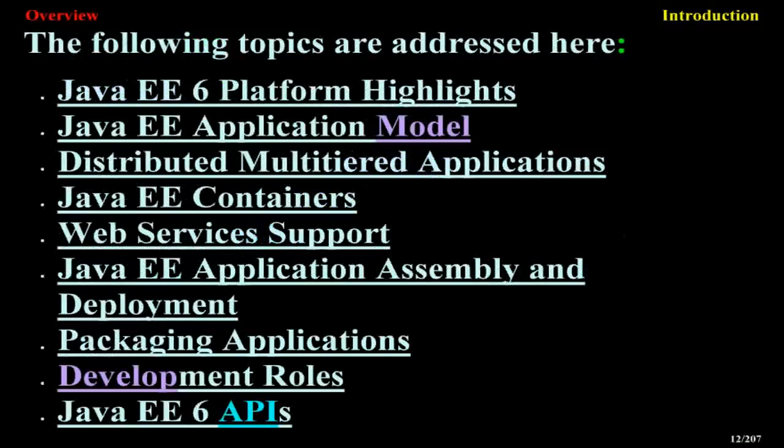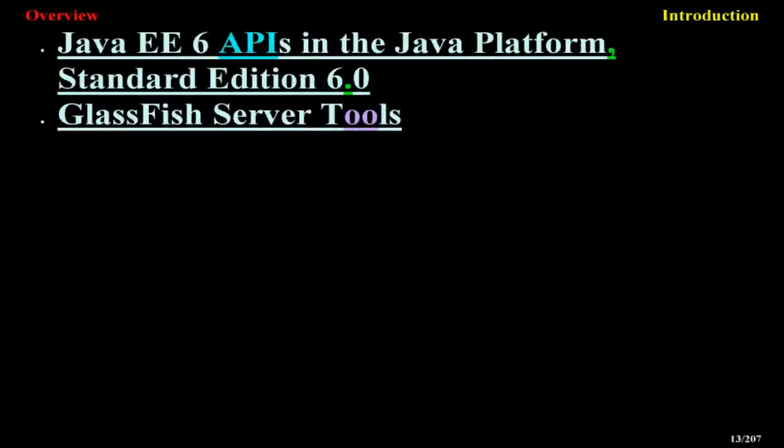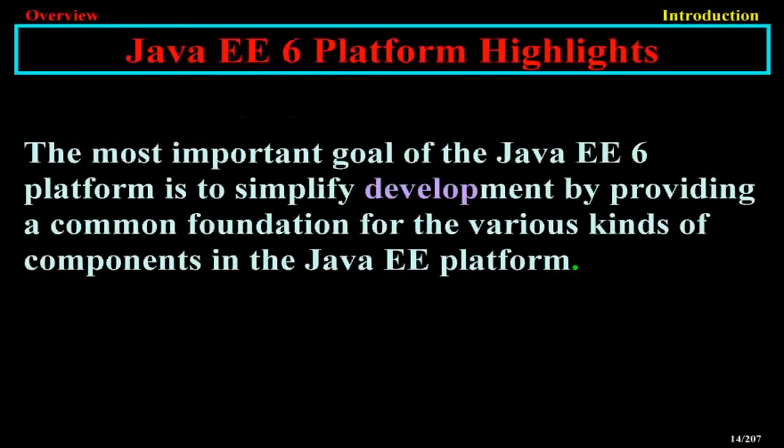The following topics are addressed here. Java EE 6 platform highlights. Java EE application model. Distributed multi-tiered applications. Java EE containers. Web services support. Java EE application assembly and deployment. Packaging applications. Development roles. Java EE 6 APIs. Java EE 6 APIs in the Java Platform, Standard Edition 6.0. GlassFish Server tools.